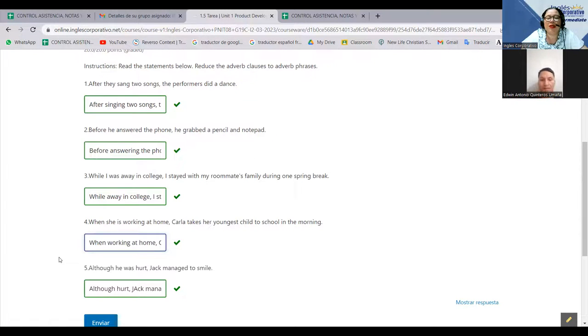Are we doing well with number 4, Edwin? Yes. Number 5. Although he was hurt, Jack managed to smile. Although, meaning although he was injured, we remove the subject, we remove the be, and we are left with although hurt, Jack managed to smile.